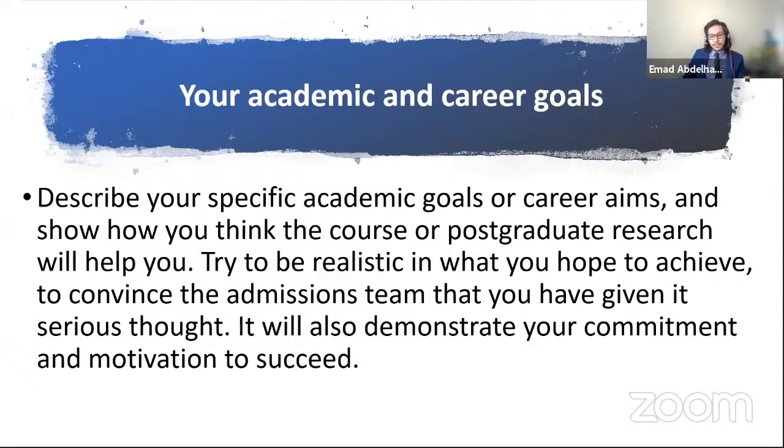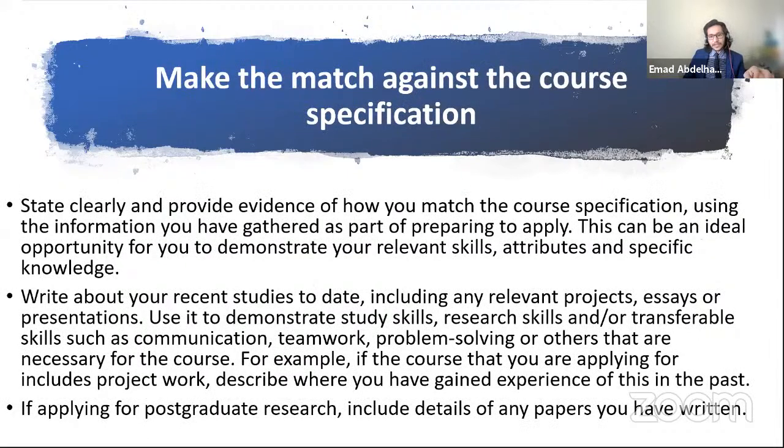Describe your specific academic goals or career aims and show how you think the course or postgraduate research will help you. Try to be realistic in what you hope to achieve to convince the admissions team that you've given it serious thought. It will also demonstrate your commitment and motivation to succeed. Make the match against the course specification. Just like when you apply for a job, you read the specifications of a job, and then you try to match your experience, knowledge, qualifications with it. Exactly the same thing when it comes to applying for a university. So you look at the course specifications and try to match your skills and experience with them.